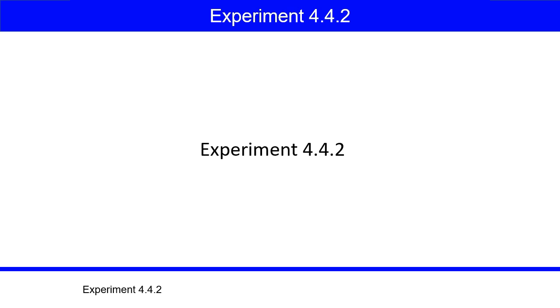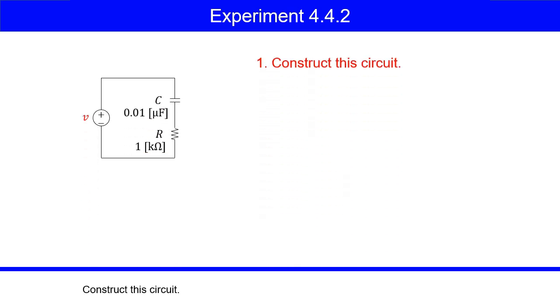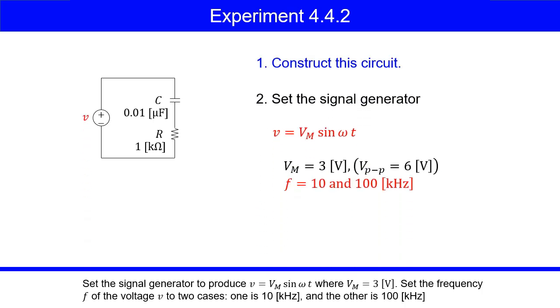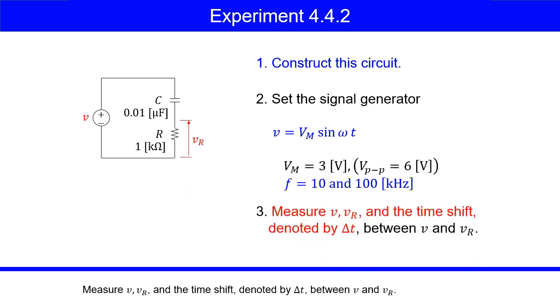Experiment 4.4.2. Construct this circuit. Set the signal generator to produce V equals Vm sine omega t, where Vm equals 3 volts. Set the frequency f of the voltage V to 2 cases, one is 10 kHz, and the other is 100 kHz. Measure V, VR, and the time shift, denoted by delta t, between V and VR.